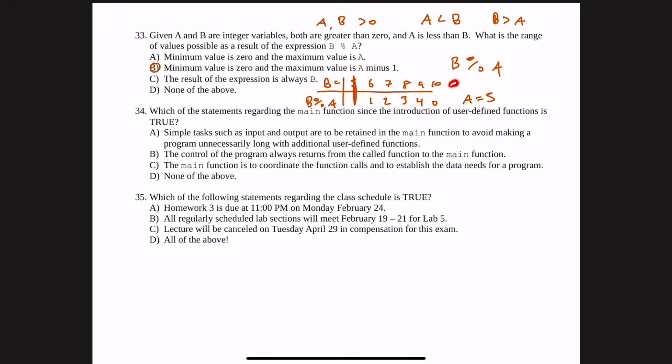So if we continue this off to infinity, you would see a cycle of 0, 1, 2, 3, 4, 0, 1, 2, 3, 4. And that's a very powerful behavior.